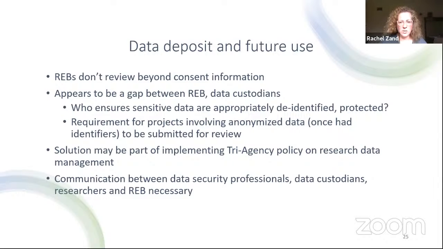There is a requirement right now under TCPS that any projects involving anonymized data, so that's where once there were identifiers and the identifiers have been stripped, to be submitted for review. So we don't have someone who's checking to make sure those REB approvals are there before giving access to data. We're hoping that there will be a solution, and that might be part of either the tri-agency policy on research data management that I discussed before, or maybe in that third major revision of Tri-Council policy statement.